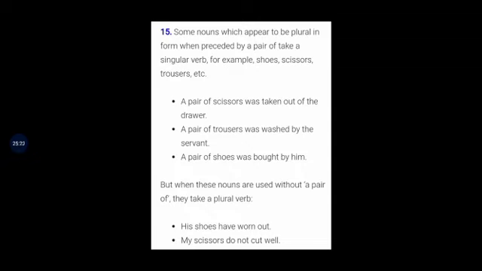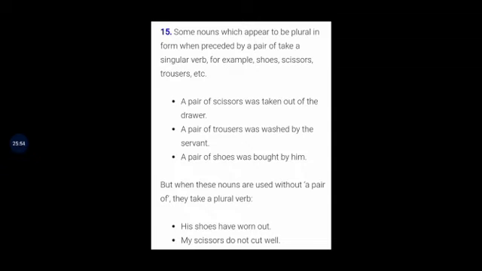If a noun is preceded by a pair of, at that time we take the singular form of the verb. A pair of shoes was bought by him. But when these nouns are used without a pair of, which nouns? Scissors, shoes, trousers. When they are used without a pair of, they take a plural verb.